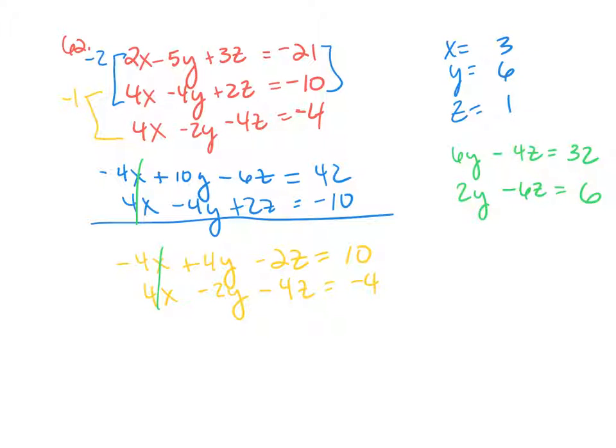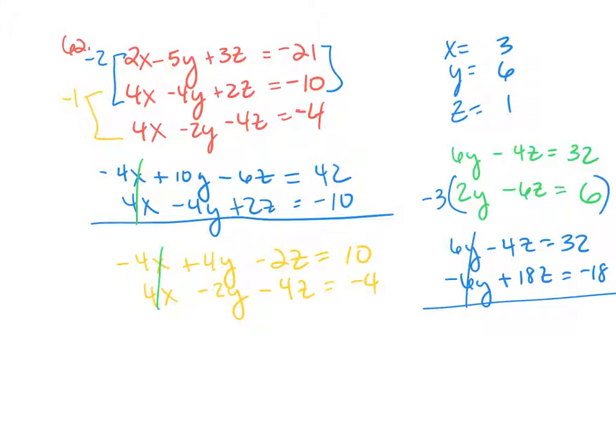Now I've got these two, and the easiest way is to eliminate the y by multiplying this guy by a -3. So I have 6y minus 4z equals 32, and -6y plus 18z equals -18. The y's bite the dust, and I have 14z equals 14. So z equals 1, which is correct.